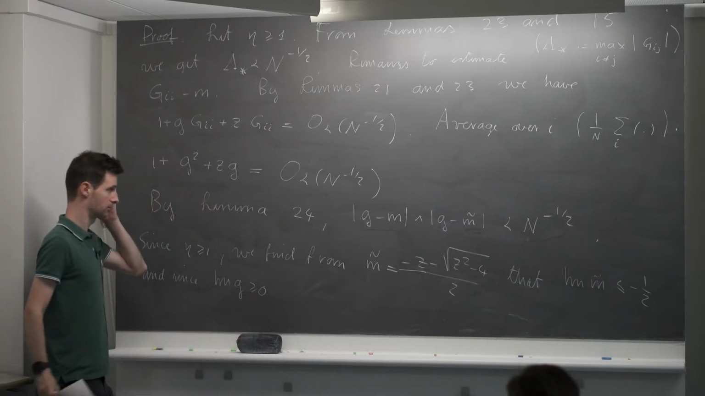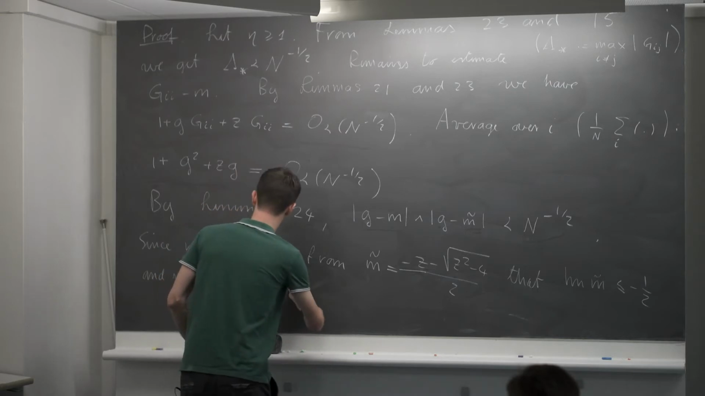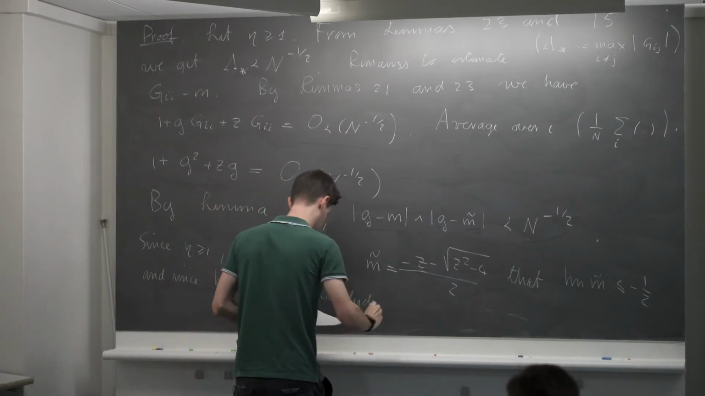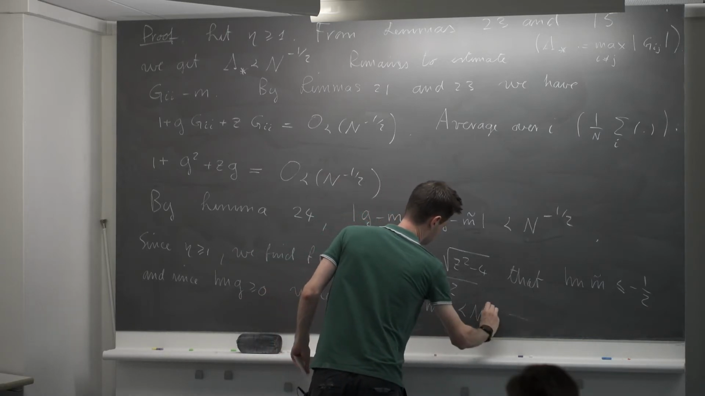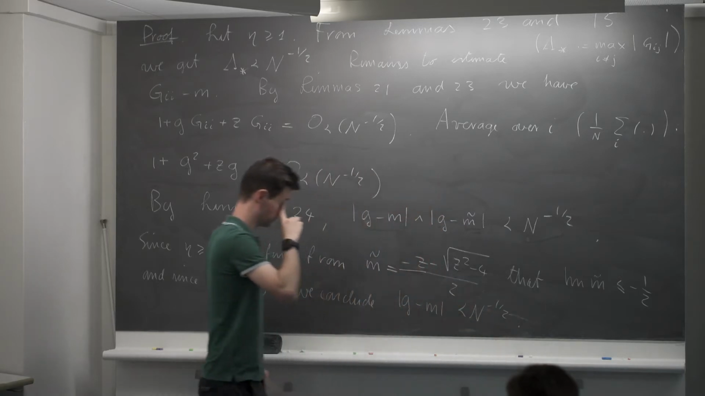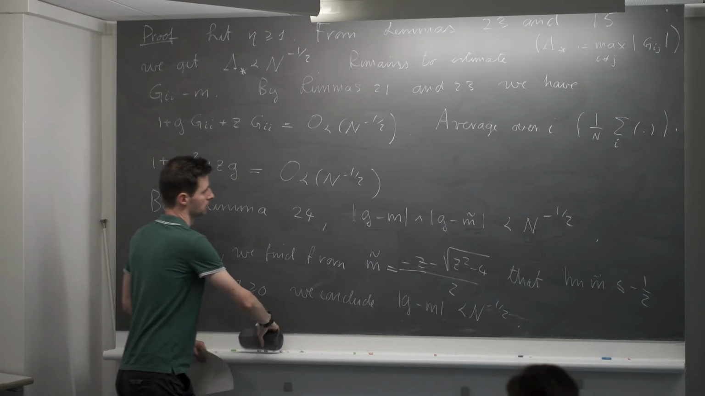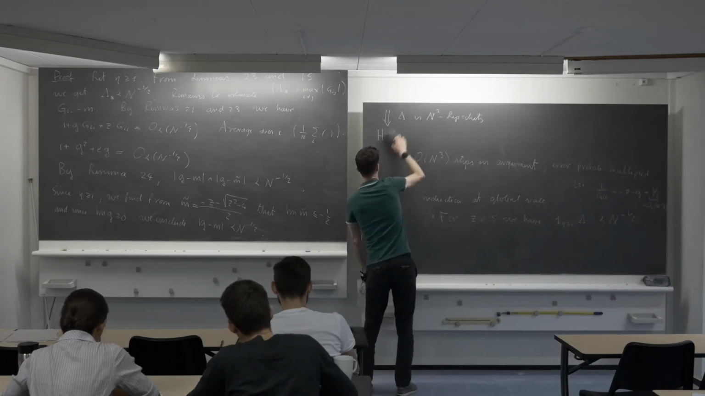And the imaginary part of G is greater than or equal to 0. Therefore, we conclude that G minus M is close to M to the minus 1/2. Right? It cannot possibly be close to M tilde. So that's exactly what we wanted to prove.